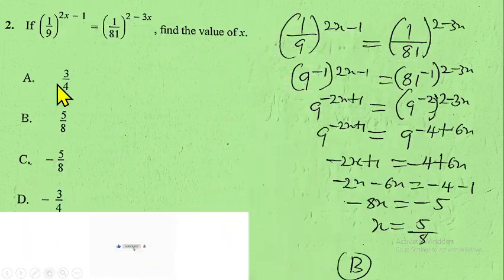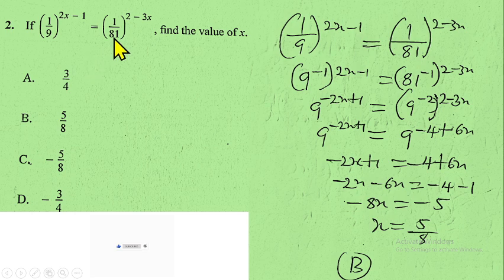Question number 2 is from indices, that is an indicial equation. We are given 1 over 9 raised to power 2x minus 1 is equal to 1 over 81 raised to power 2 minus 3x. You have to find the value of x. So it's quite simple as well. 1 over 9 can be written as 9 raised to power minus 1. This is the inverse of 9, which is 9 raised to power minus 1. Then 1 over 81 can also be written as 81 raised to power minus 1 as well.